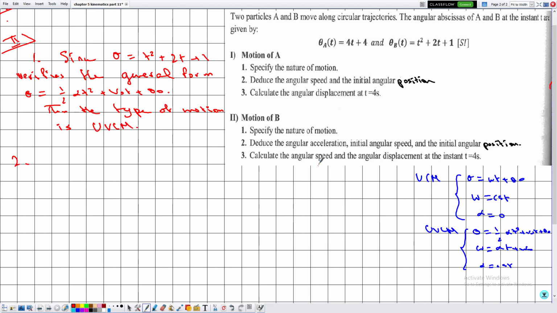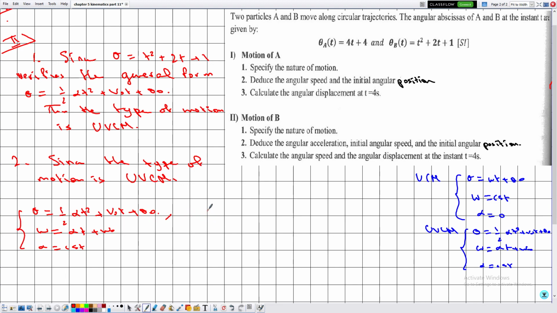Now in number 2, they are telling me to deduce the angular acceleration, initial angular speed, and the initial angular position, and by deduce it means that we need to use the previous part. In the previous part we specified the type of motion, so since the type of motion is UVCM, then we can use these equations directly: theta equal to half alpha t squared plus omega 0 t plus theta 0, omega equal to alpha t plus omega 0, alpha equal to a constant.